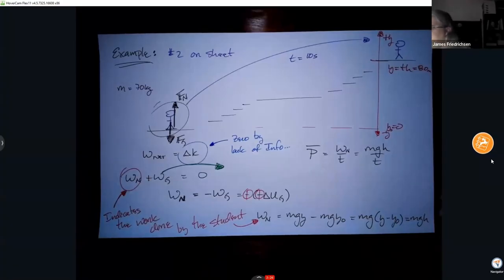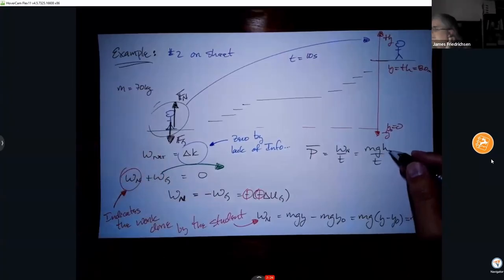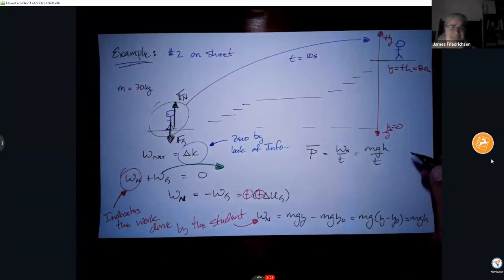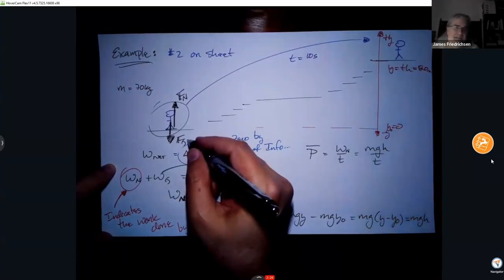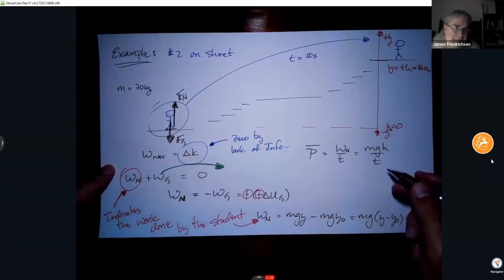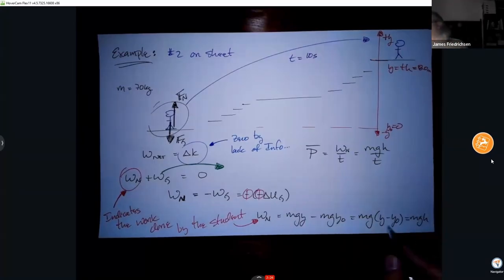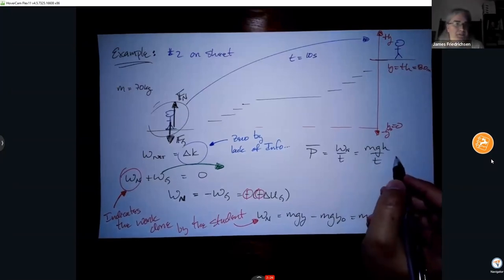And so a lot of people go, oh, look how simple this is. But to get to the amount of work done being mgh is not really very easy. It involves a bit of a discussion. And the other thing you should note is that if they ran down the stairs, the h is negative. So again, maybe an argument for why the y values are better than the h values. But I think a lot of people do this mgh like this.